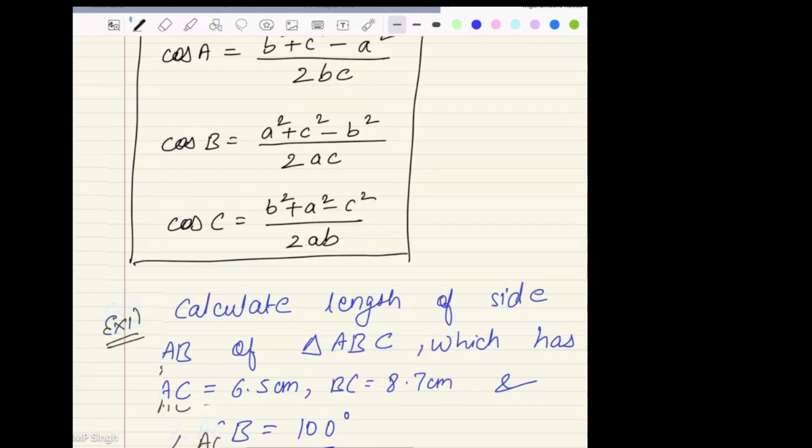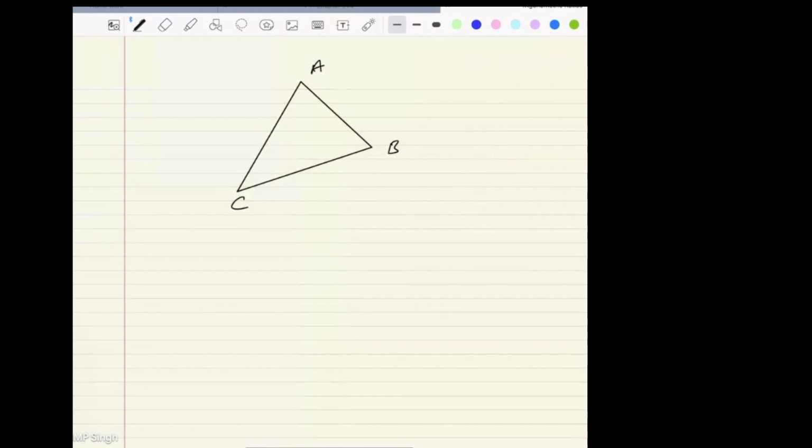ABC, angle ACB is 100 degrees. It doesn't look like 100 degrees, so I'm just going to make it like this so that it looks like 100 degrees. This is 100 degrees.